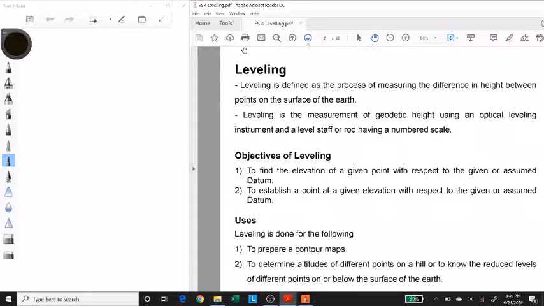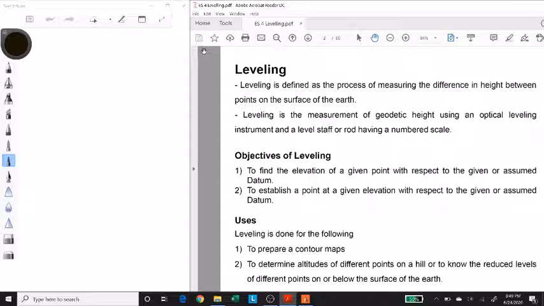So now we'll see a couple of definitions. Like we discussed, leveling is defined as a process in which you find out the elevation difference between 2 points. And the objectives of leveling can be two. One is related to control survey, in which you find out elevations of different points on a piece of land to gain vertical control of the area. And the second one would be to execute a project.